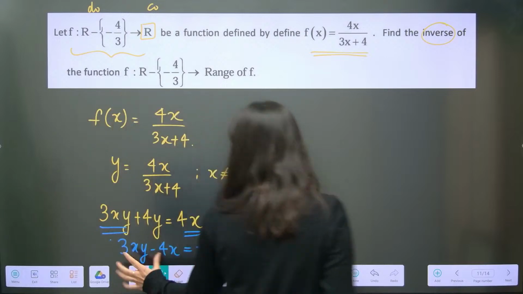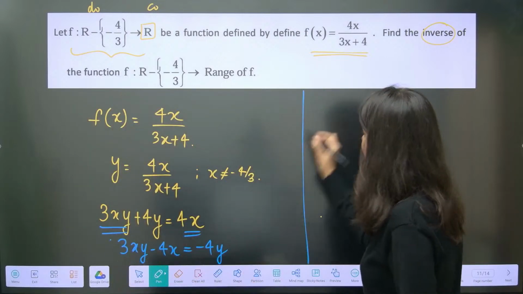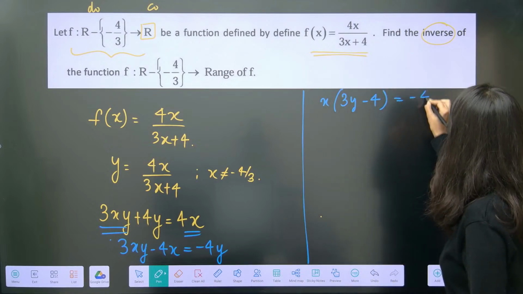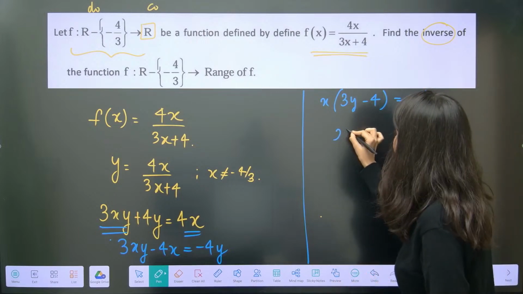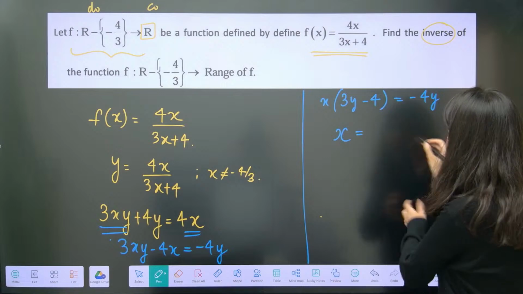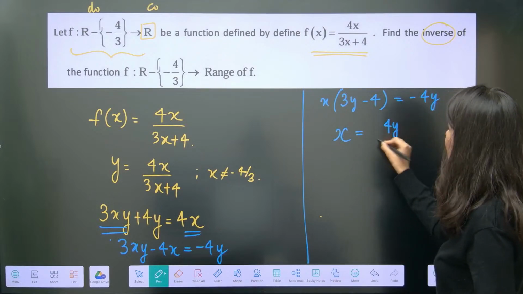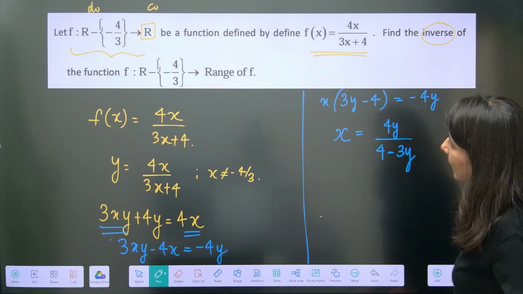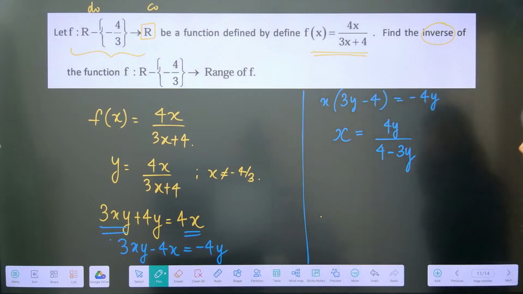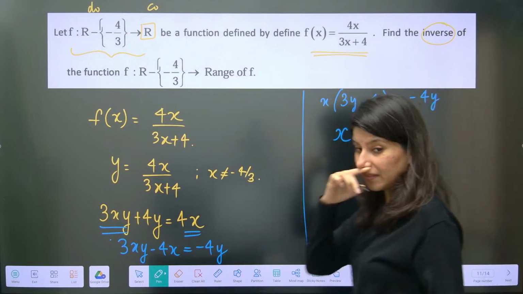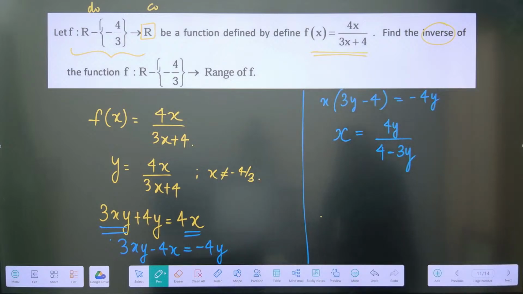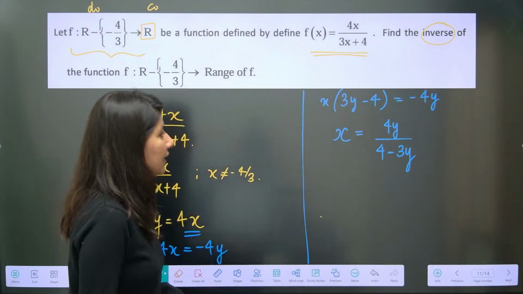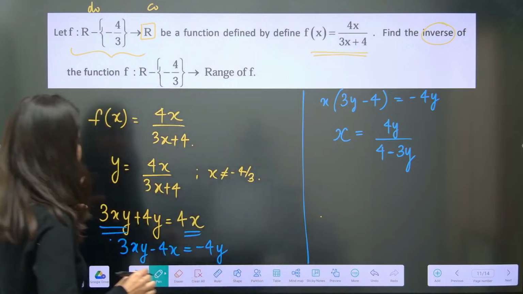Yes? Okay. So now I am going to take x common. The moment I take x common, I will get x times (3y minus 4) is equal to minus 4y. Can you see how beautifully x is completely in terms of y? So the minus sign, I am going to adjust: 4 minus 3y. Yes, this is your x equals to 4y upon 4 minus 3y. Clear? Till now it is clear.